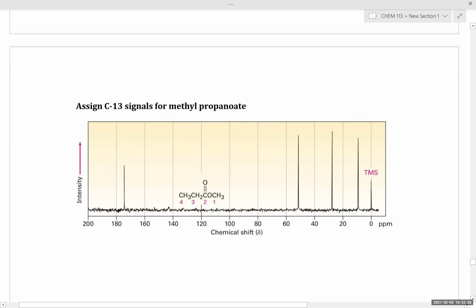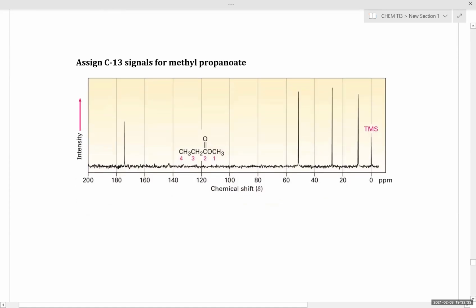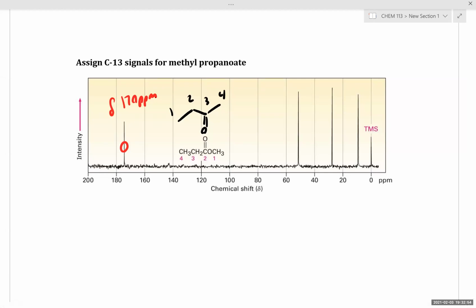When we're looking at methyl propanoate, let's do an example where we assign our carbon-13 NMR signals. So we have 1, 2, 3, 4 carbons. So looking at this first peak here at around 170 parts per million, what carbon NMR signals are in the 170 parts per million range? Carbon number 3, exactly right.